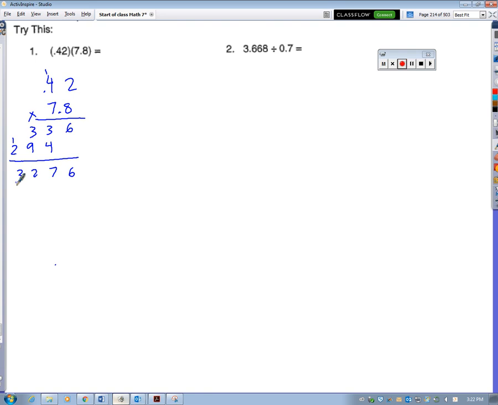Now, where do I put my decimal place? Well, I've got 1 place here and 2 on top. So 1, 2, 3. So I start from the right-hand side of the answer and move my decimal place 3 places over to the left. 1, 2, 3. So my answer is 3.276.